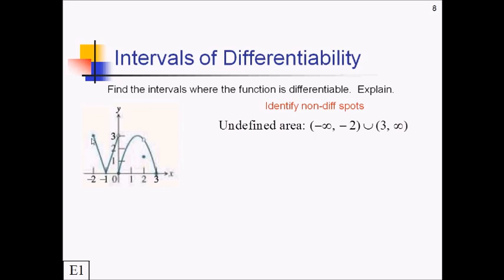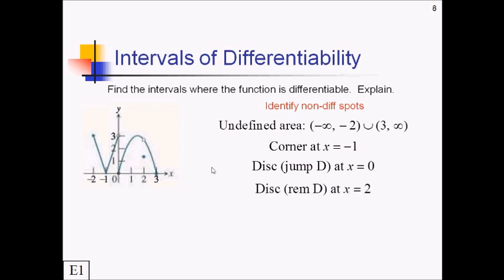Now moving on to the graph proper, as we go here, we see we have a corner at negative 1. Moving on, we have a discontinuity, a jump, at 0. We have at 2 a hole, a removable discontinuity, and it looks like that's it. So now to get the intervals of differentiability, we're just going to exclude these non-differentiable spots from our answer.